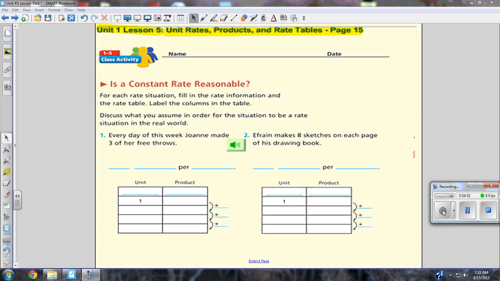Number 1, every day of this week, Joanne made 3 of her free throws. Not likely unless she stopped each time she makes 3. So what would that look like? So below, write number 1, and it says that she will be making 3 free throws per day.